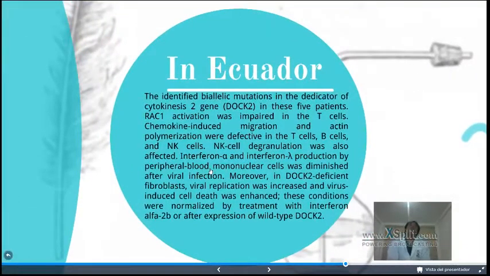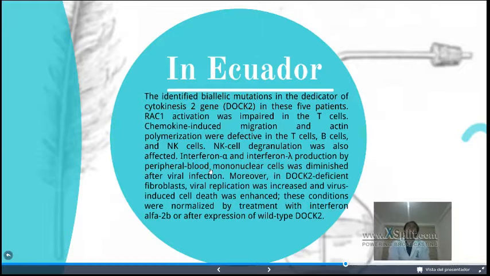In accord, we identified biallelic mutations in the dedicator of cytokinesis 2 gene in these 5 patients. RAC1 activation was impaired in the T cells, chemokine-induced migration and actin polymerization were defective in T cells, B cells, and NK cells. NK cell degranulation was also affected.